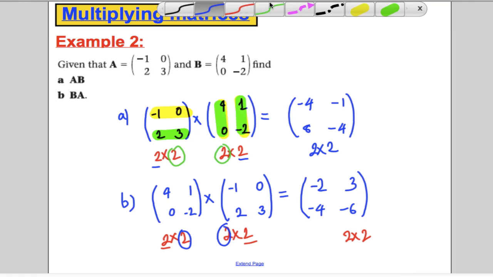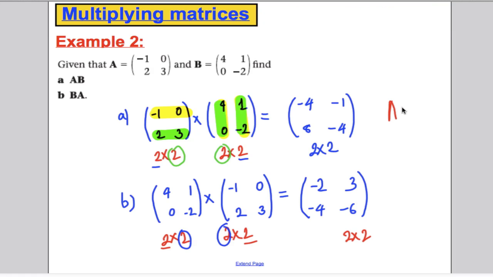And just to note, as we talked about previously, AB is not the same as BA. They give you different answers. Matrix multiplication is not commutative. Okay, next example. Pause the video, have a go yourself.